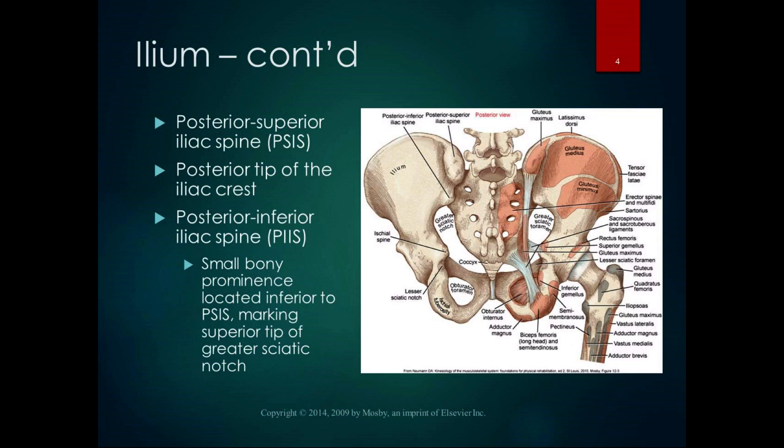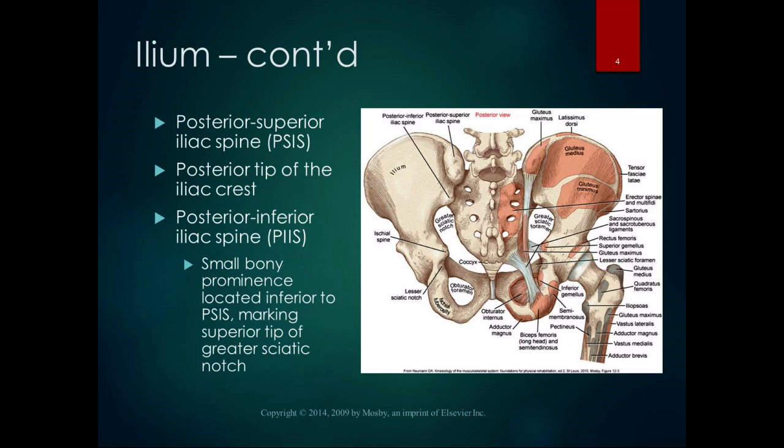So if we start at the top of the iliac crest again and we move posteriorly, we will find where it starts to turn inferiorly, and that first corner is the posterior superior iliac spine. It's the posterior tip of the iliac crest. It is a little bit more difficult to palpate than the anterior superior iliac spine, just because there are more ligaments and tissues in the way.